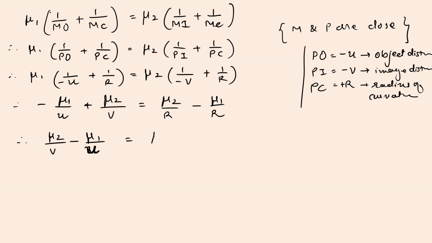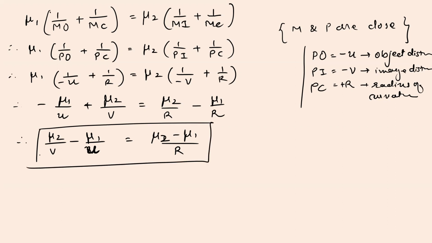If you compare with the previous one, you will not find any change. Sorry, this was the same formula you got. So whatever it is, when light travels from rarer to denser medium for a convex refractive surface, you'll be getting it in this manner only. The formula will remain the same: mu2 by v minus mu1 by u is equal to mu2 minus mu1 by R. That is for virtual image or real image. Both give you the same.